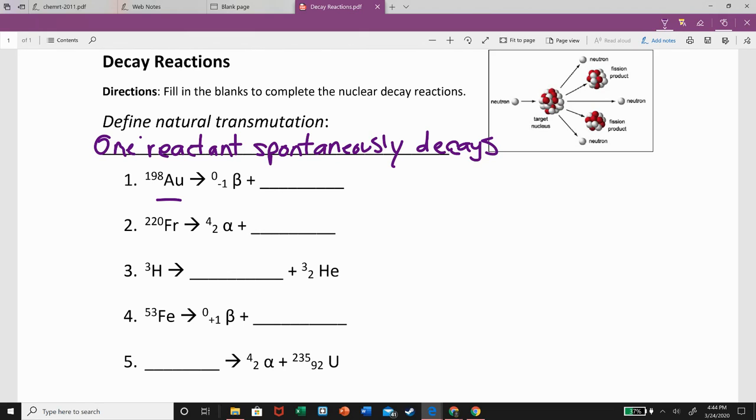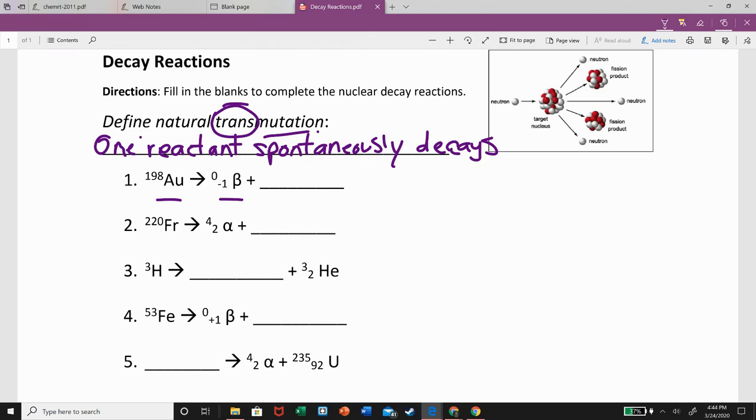So if I look at this equation, I have gold with a mass of 198, right? The arrow means change, and it's releasing this little funny looking thing here. And I need to figure out what element this is going to change into, right? Because this is what transmutation, the prefix trans means change, mutate into something else, right? So change into something else. The element gold is going to change into something else when it gets rid of this whatever from its nucleus. So how do I figure out what that whatever is?